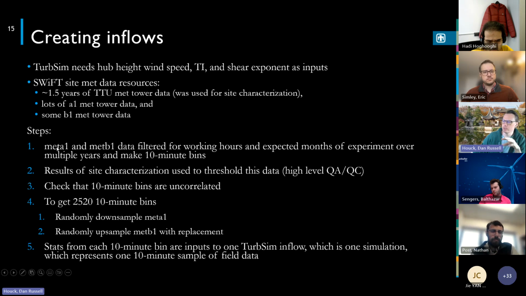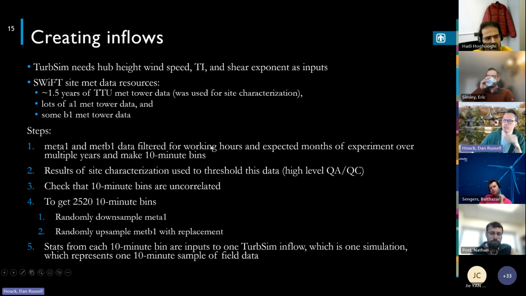So here's where we start to get into some of the details that become important. The two Met towers, Met A and B, were filtered for working hours. This again represents what an experiment would look like at the SWiFT site, where we have only attended operation, so we can only do the experiment during working hours, over the 3 months that we imagine. But we took data from multiple years of the Met tower, those same months over multiple years. That gives us a more typical view of what those months look like, rather than 1 year where it was maybe a little bit different.